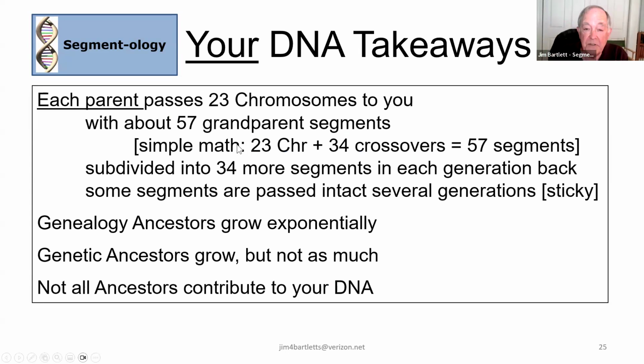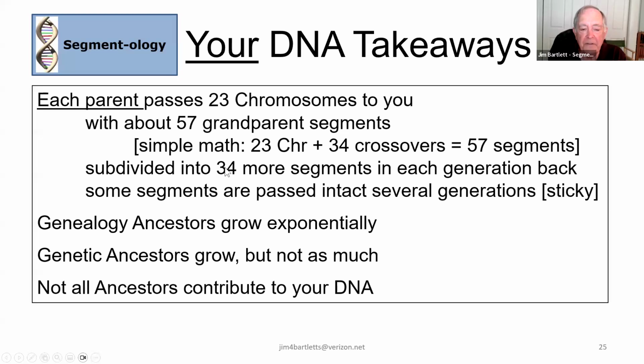So here are the takeaways about your DNA. Each parent passes 23 chromosomes to you with about 57 grandparent segments in them. That's simple math. 23 chromosomes plus 34 crossover points equals 57 segments. So you're going to get roughly 57. If you wind up with 300, you've done something wrong. And if you wind up with 4, you've done something wrong. It might be 60 or 70, and it might be 30 or 40, but that's an order of magnitude.